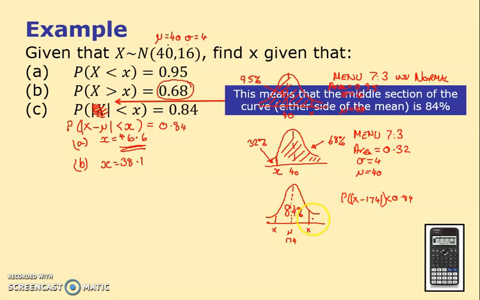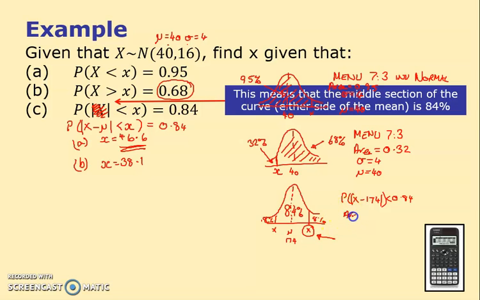The way we do it is we effectively say to ourselves, there's 84% in the middle, it's symmetrical, it's got 16% left over for the two sides. So this must be 8%, and this must be 8%. So a different way we can work out this value here: 92% is lower than it, because 8% is more than it.